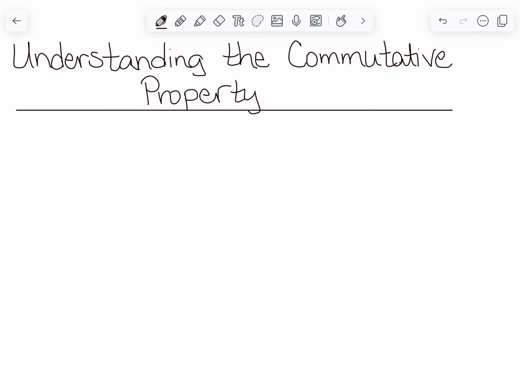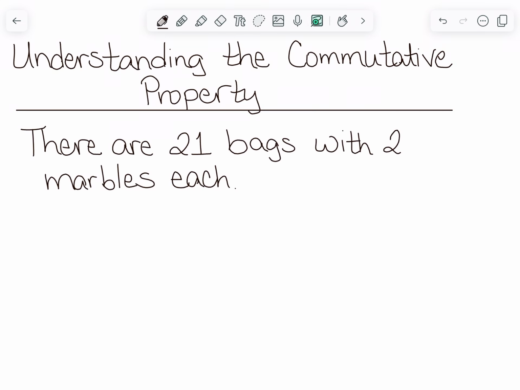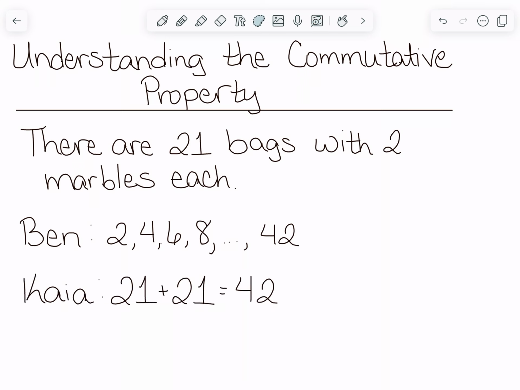A question that often comes up in real classrooms. Let's suppose we have a problem like there are 21 bags with 2 marbles each. Our first student, Ben, figures this out by skip counting by 2s 21 times. So Ben counts 2, 4, 6, 8, all the way to 42. Kaya, another student, looks at the same situation and says, I'll just do 21 plus 21, which is 42.